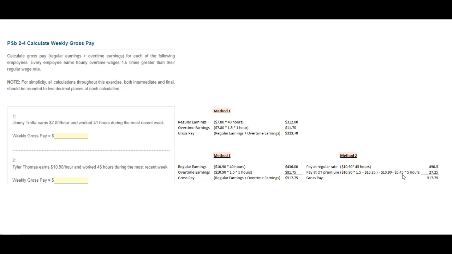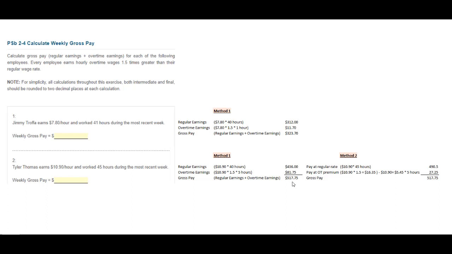And how many hours of overtime? 5 hours. Then take 5 hours times this overtime premium, 545. That gets you $27.25. So take the $27.25, which is the pay at the overtime premium, plus the pay at the regular rate. Okay. Add the two together and you arrive at the gross pay of $517.75. This total is the same as in method 1.